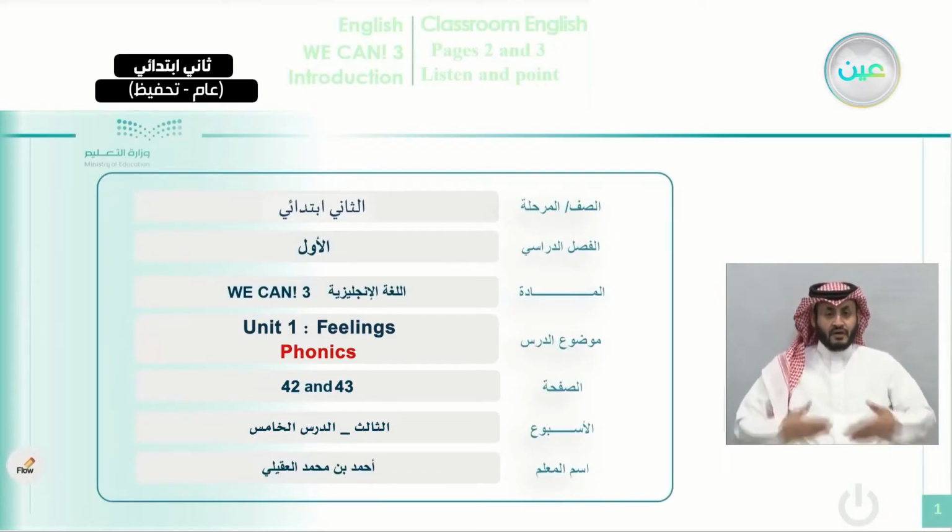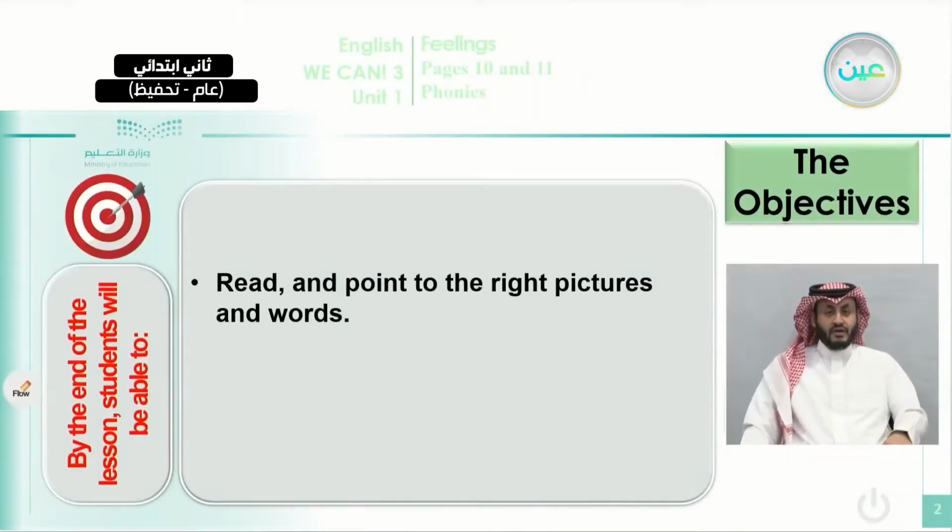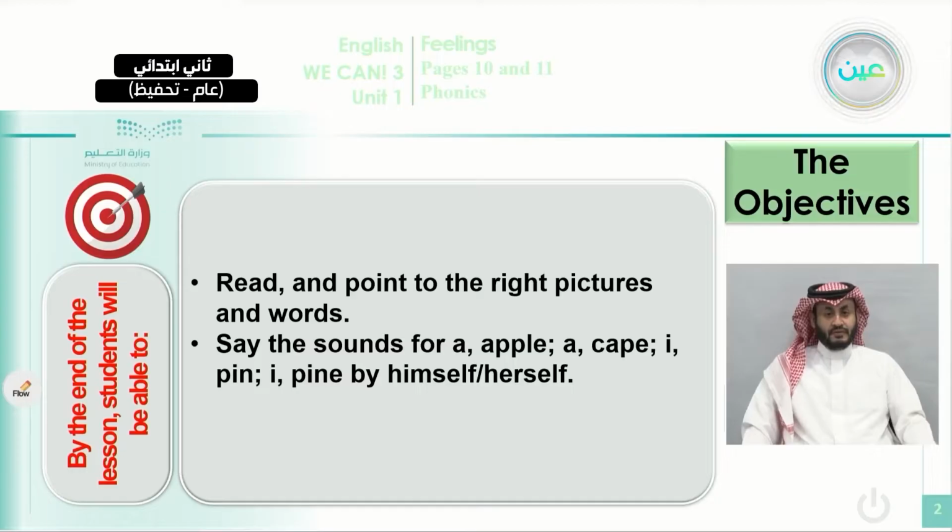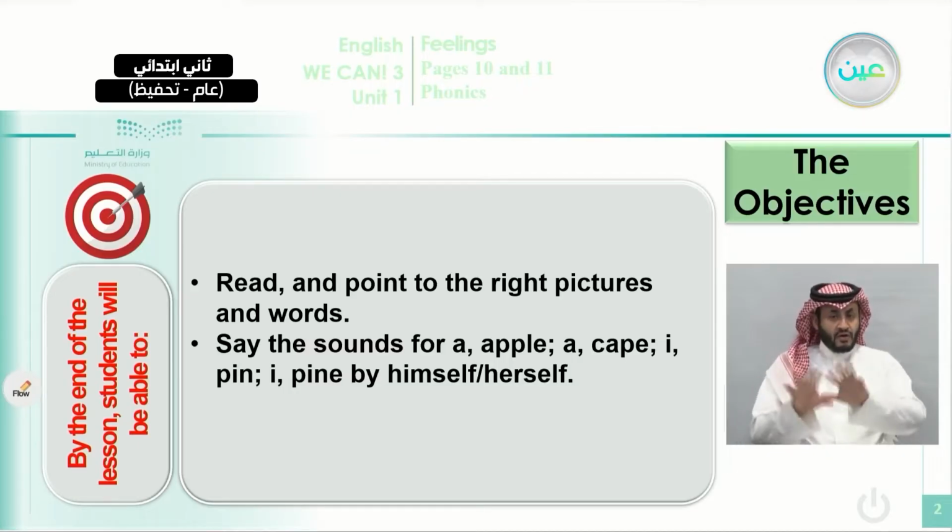Hello and welcome to a new episode of Teaching English on Weekend 3. In this class, we are going to achieve the following objectives. First, after this class, students will be able to read and point to the right pictures and words. Also, the students will be able to say the sounds for A as in apple, A as in cape, and I as in pin, I as in pine by themselves.